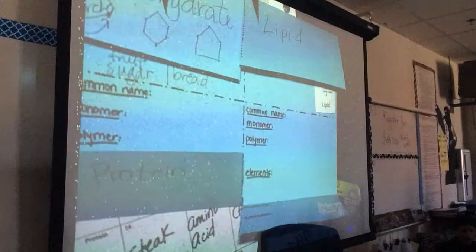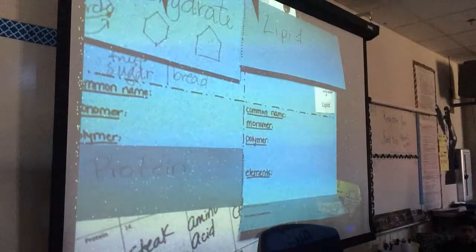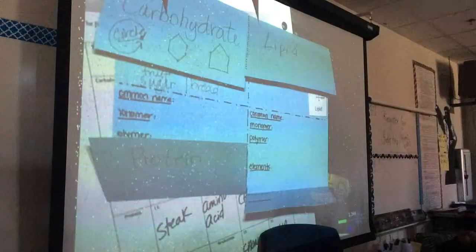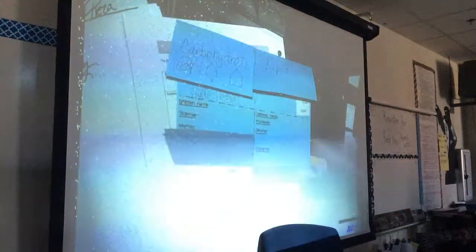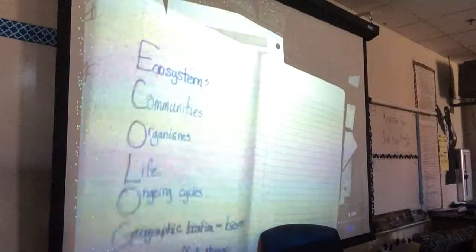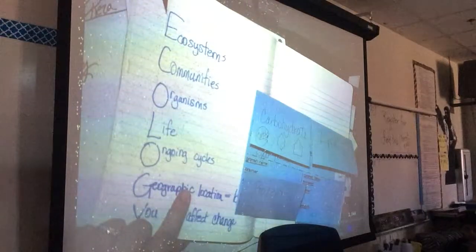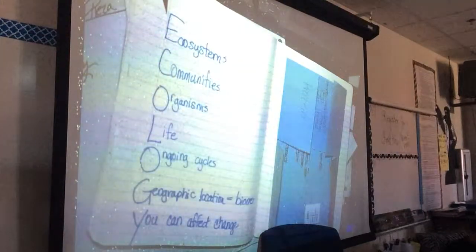Now, when you get that far, you are going to take your journal, right? Let me zoom out so you can see better. You're going to open your journal to your next blank page, which should be right after our ecology acrostic poem. I'm going to glue this foldable down on that next page. Does everyone understand what we're doing?